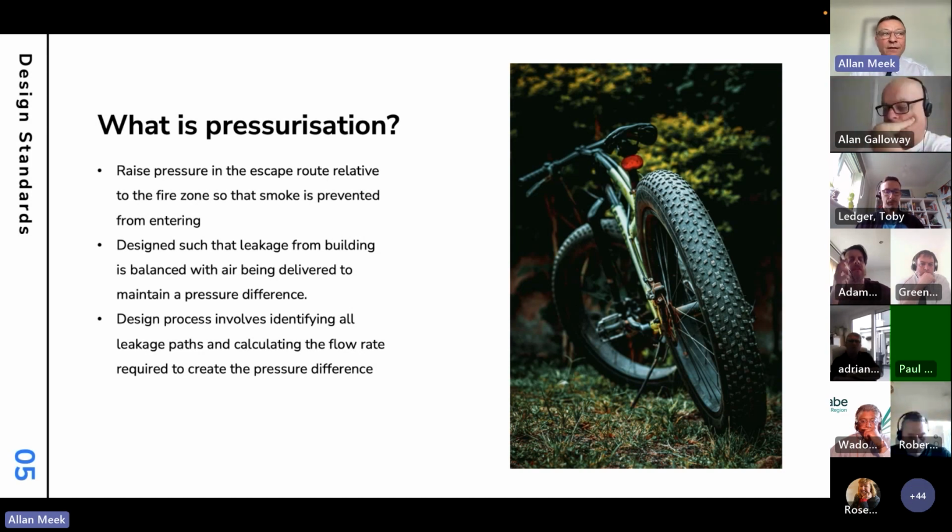The second part is when a door's opened, then it's impossible to maintain that pressure, and we need to do something different. Then we create an average velocity across the doors onto the escape route to again stop the smoke getting into the escape route and keep the staircase clear. To design the system, and I'm not really going into any detail on design today, we look at all of the routes, all of the leakage paths across the building, identify and measure them, aggregate them, and decide what pressure and what airflow we need to put in to overcome those leakage paths.